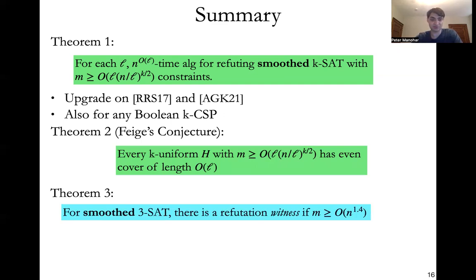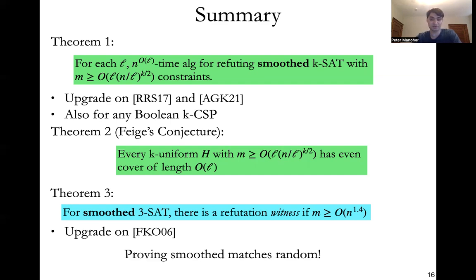And in our third theorem, we combine theorems 1 and 2 to show that for smooth 3-SAT, there are refutation witnesses at n to the 1.4 constraints. And this is an upgrade on the result of FKO because we've again swapped the word random 3-SAT for smooth 3-SAT. And so in this sense, we're proving that smooth matches random. That is, the thresholds for refuting smooth instances are the same as those for random.